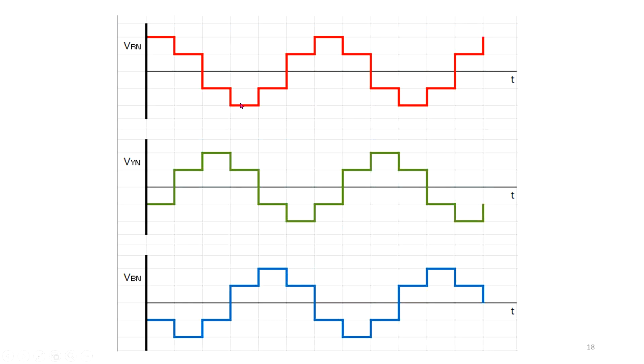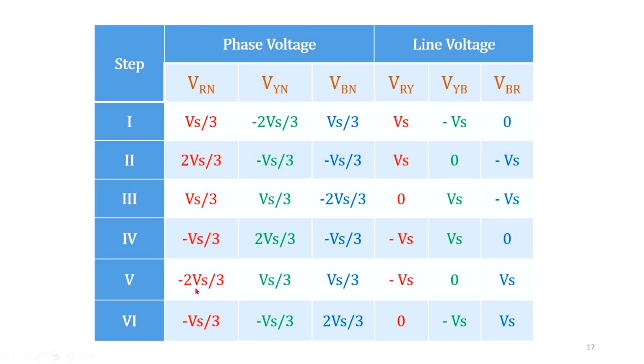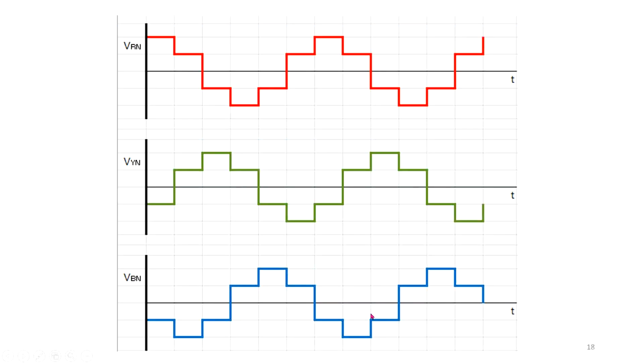Similarly is the next one. In the case of Yn, now you are over here, and this is minus 2 Vs by 3, Vs by 3, and Vs by 3. 2 Vs by 3, Vs by 3, and Vs by 3. If we go on repeating, you can see that R and Y phase is minus Vs by 3, minus Vs by 3, and the last one is 2 Vs by 3. Look at this one, minus Vs by 3, minus Vs by 3, 2 Vs by 3.